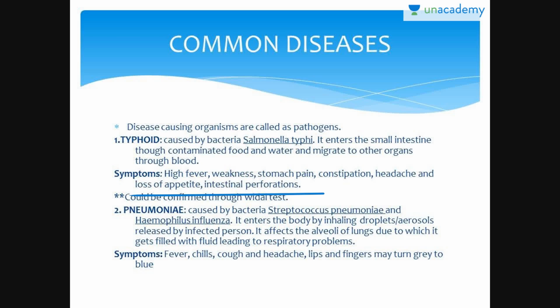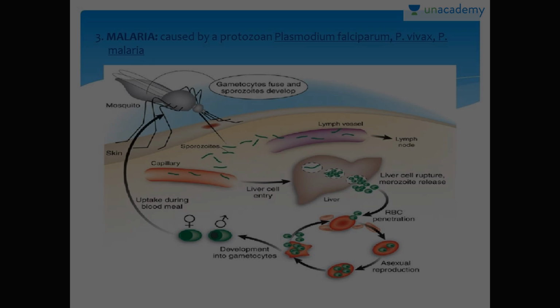Pneumonia is the next one. Pathogen which causes pneumonia is Streptococcus pneumoniae or Haemophilus influenzae. It enters the body by inhaling droplets, aerosols released by infected person. It affects alveoli of lungs, due to which they get filled with fluid, leading to respiratory problems. Symptoms would include fever, chill, cough, headache, lips and fingers may turn grey to blue.